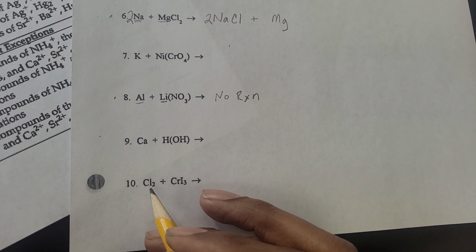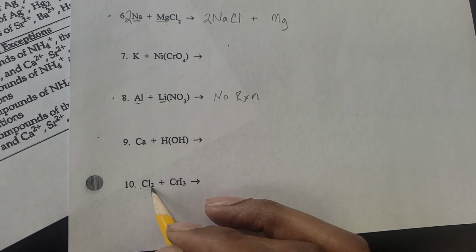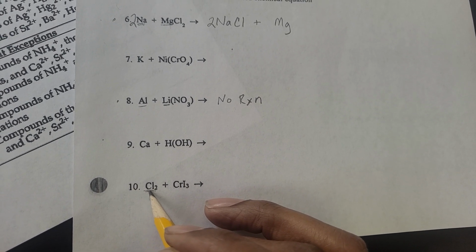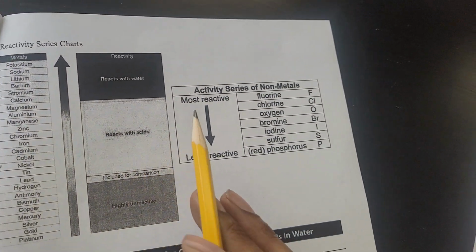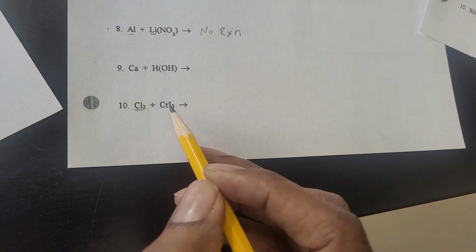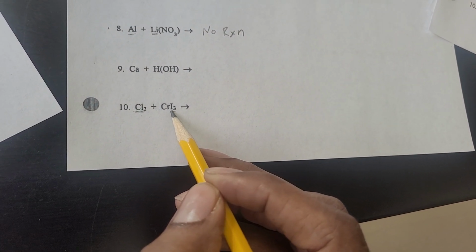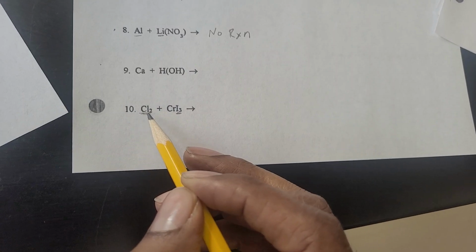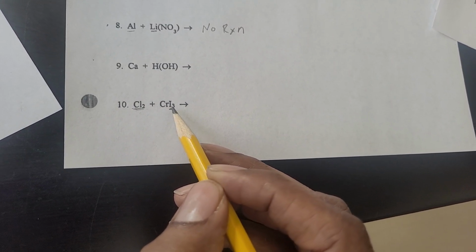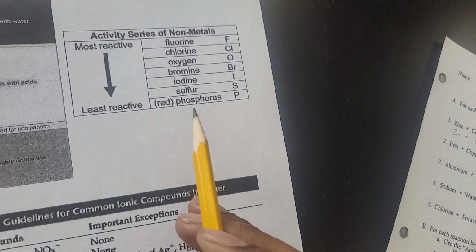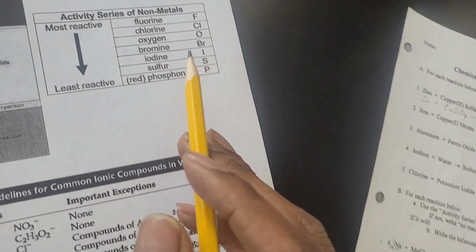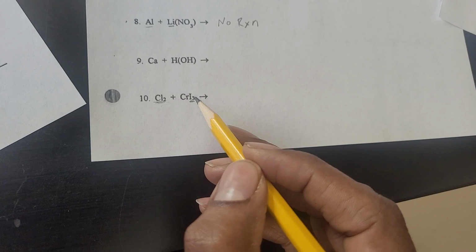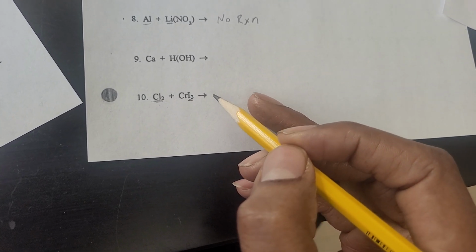This one is different because this is not a metal. Chlorine is a halogen, right? So it's not going to be on this chart. It's going to be on this chart. Same rule applies. So we want to see if the chlorine is going to replace the halogen, the non-metal. Chromium's a metal. So we want to see if chlorine is going to replace the iodine, the I here. So we're going to find Cl on the chart, find I on the chart, and because chlorine is higher, yes, it will replace it.